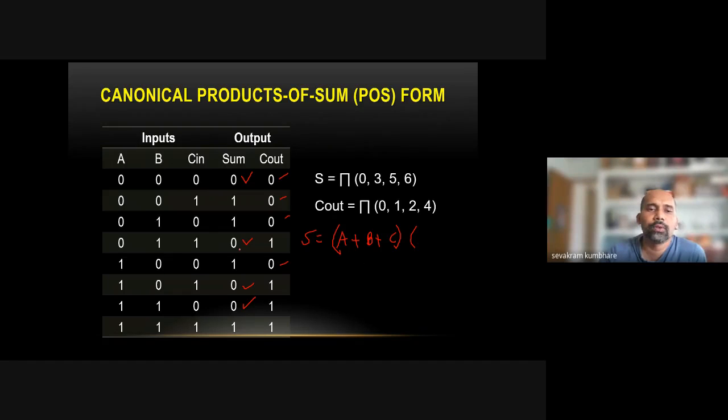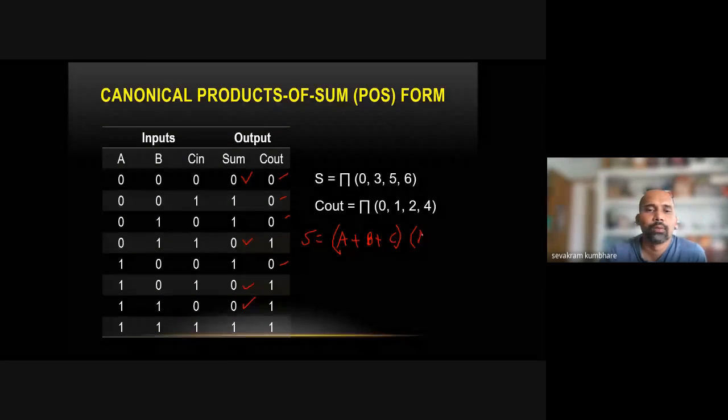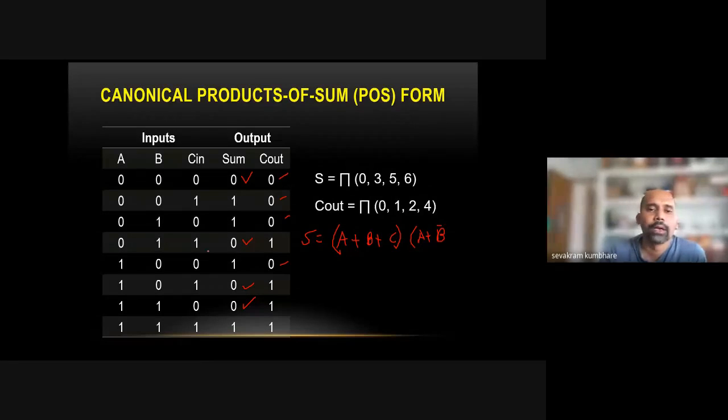Next is this. So A plus, 1 is there, that's why B bar, inverse of the previous one, and 1 is there, that's why C bar. Similarly, you can write the remaining for this and this, that is A bar plus B plus C bar. For this, A bar plus B bar plus C. Like this, you can write down for sum. Similarly, you can go for C out. So like this, we can find the canonical product of sum form for the given truth table.